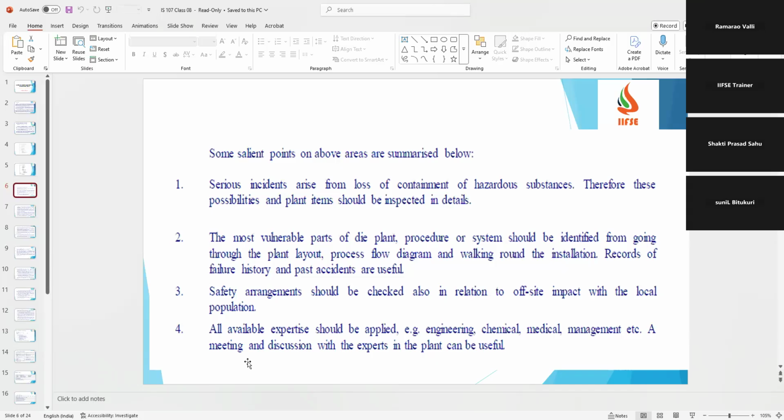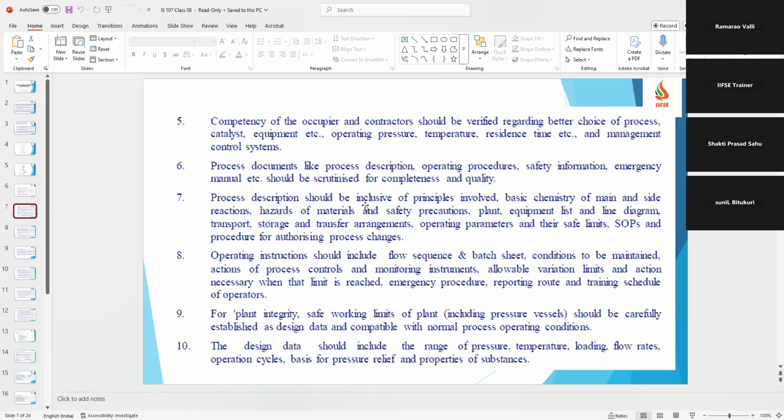So we can have a discussion to understand the complete process with all these experts, to understand the plant operations and the safety controls better. Then competency of the occupier and contractors should be verified regarding the better choice of process, catalyst, equipment, etc. And operating pressure, temperature, residence time, etc. And also management control systems.